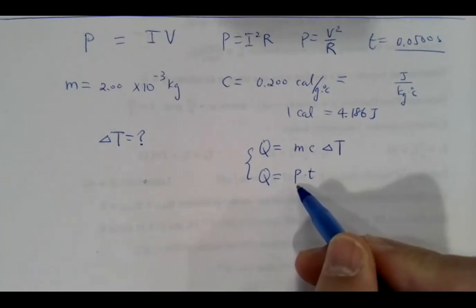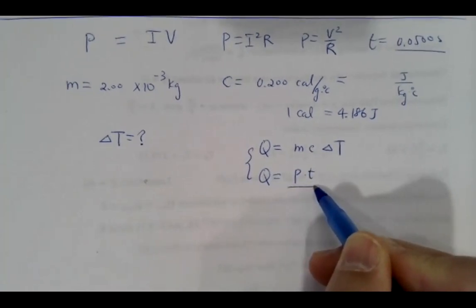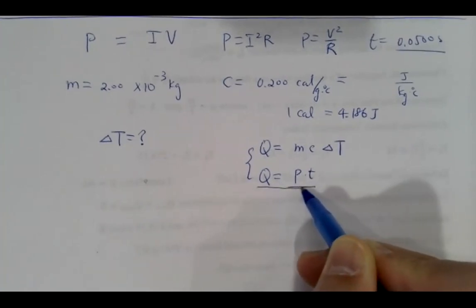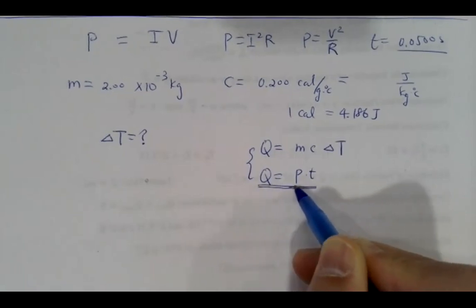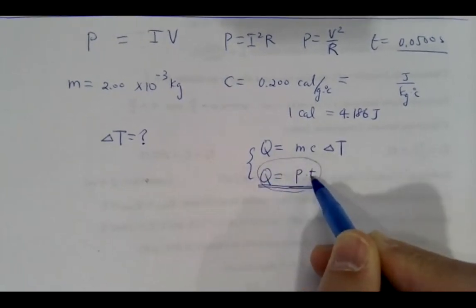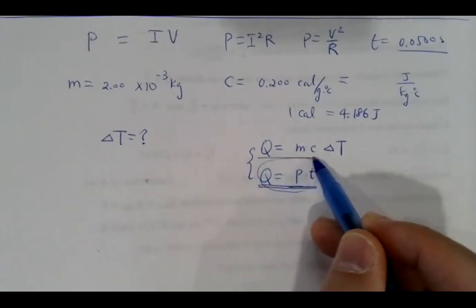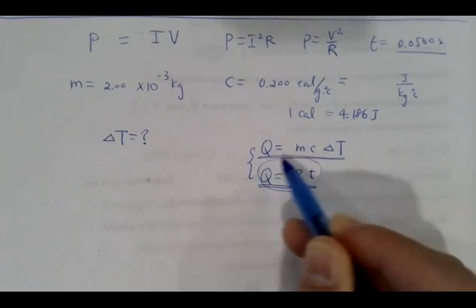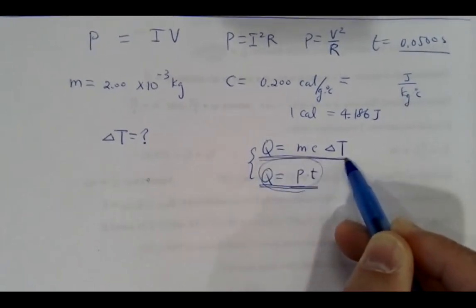Remember that the power being consumed by the resistor pretty much becomes heat. So you can connect the two here: heat is equal to P times t. And then heat is given to the surrounding materials, so you can calculate the temperature change from the equation that we learned from specific heat.